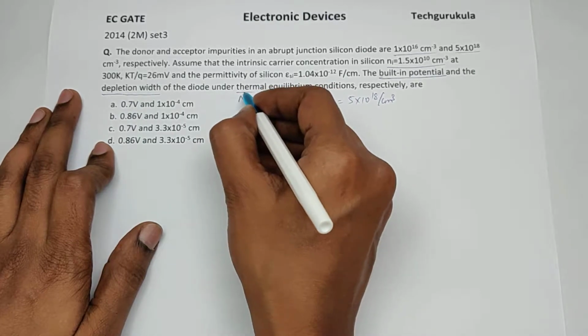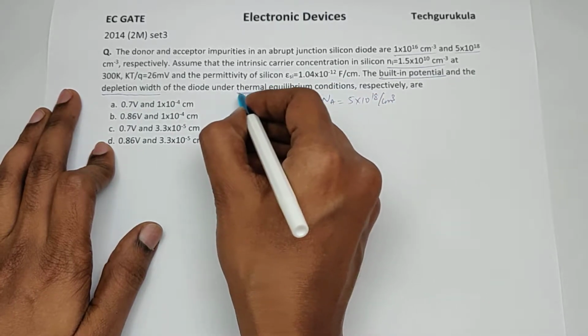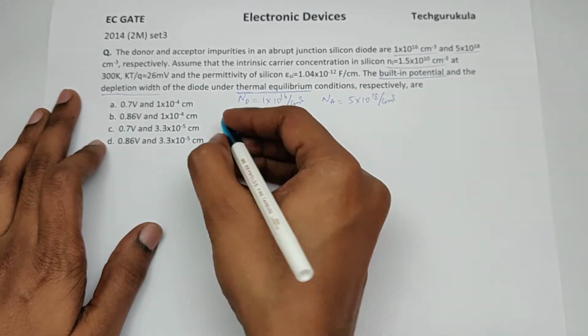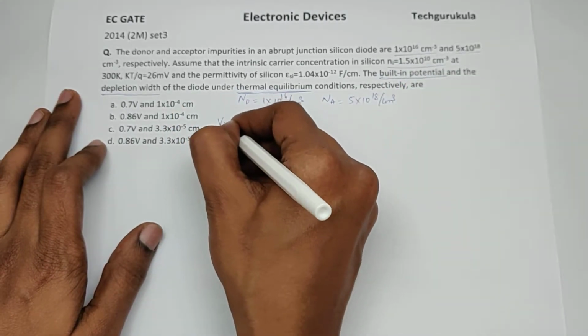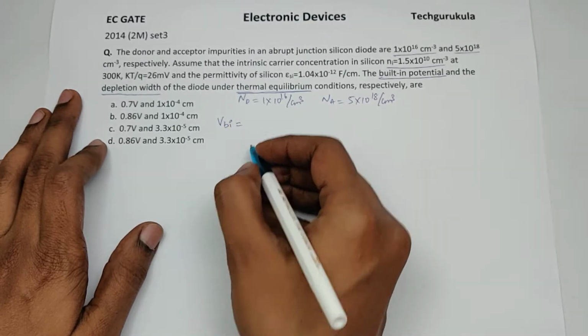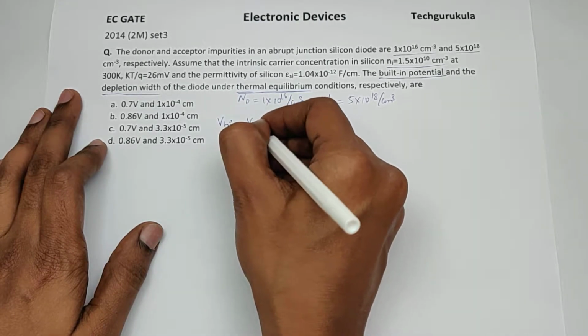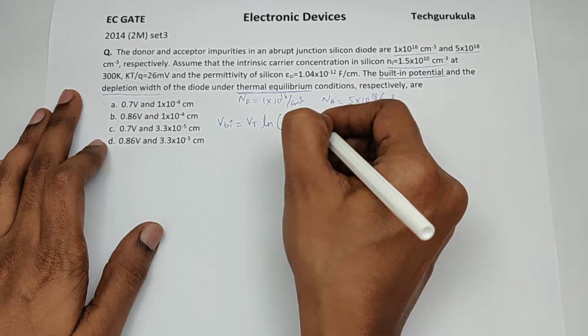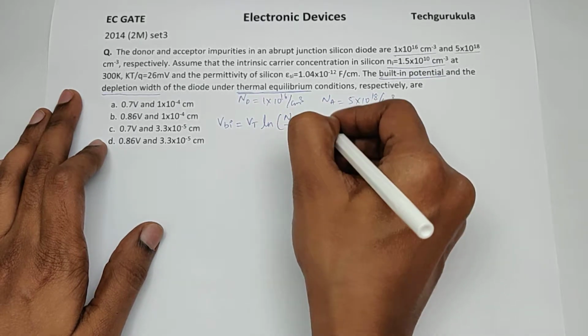So this PN junction diode is in thermal equilibrium condition. So we need to find the built-in potential first. So let's see, the built-in potential formula is given by kT over q, which is thermal voltage, times ln of ND NA over Ni square.